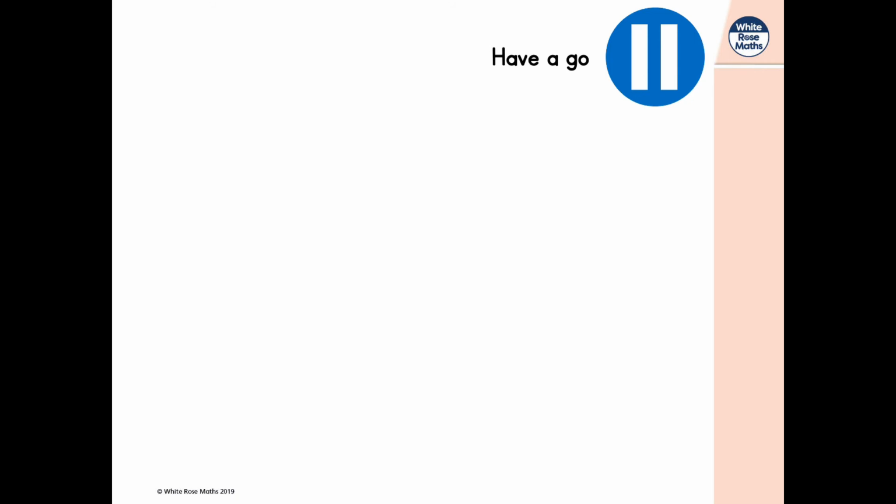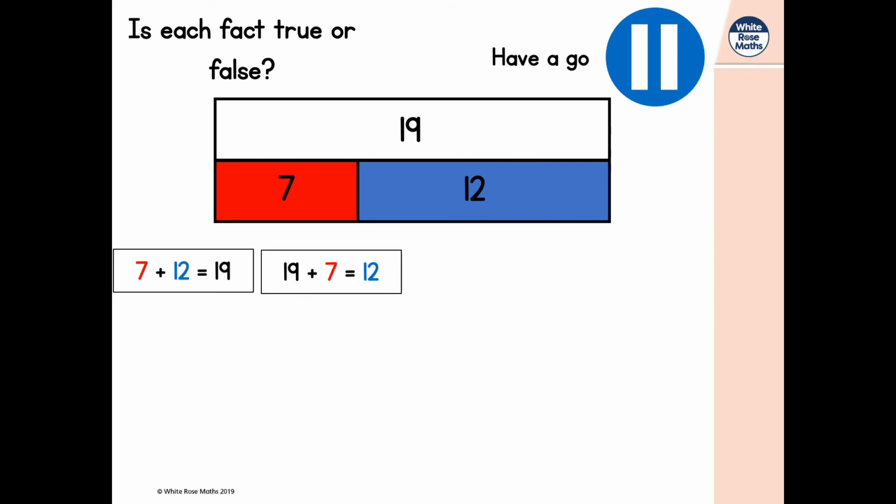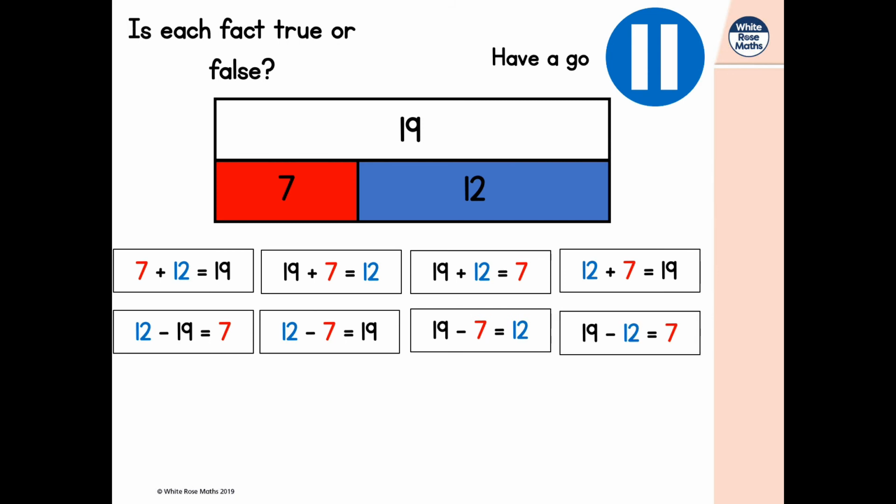It's time for you to have a go. I'm going to show you a bar model and some facts. I want you to tell me, is each fact true or false? Here's the bar model, and here are the facts. 4 addition questions and 4 subtraction questions. Have a think, pause here, and come back, and we'll go through which ones are true and which ones are false. Okay, let's look at them one by one.